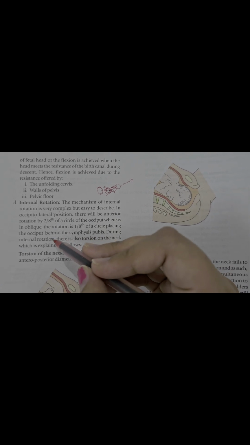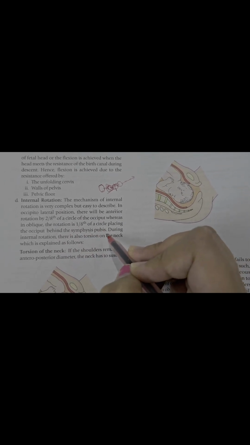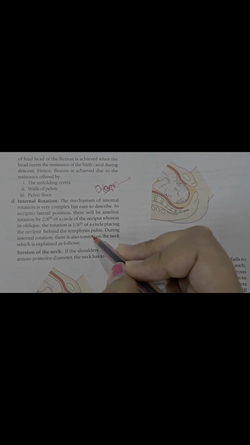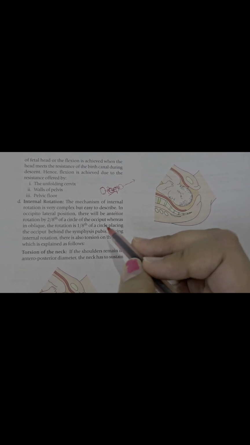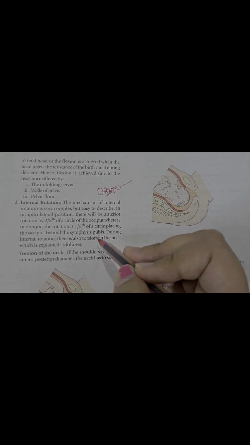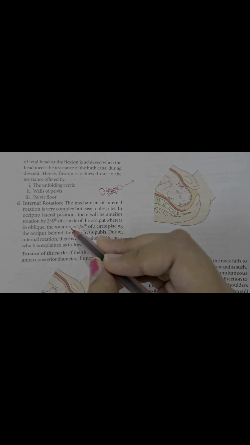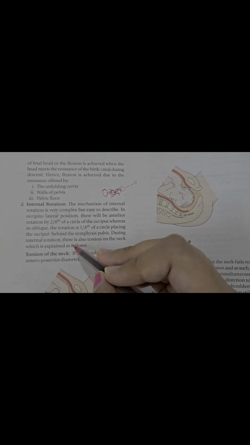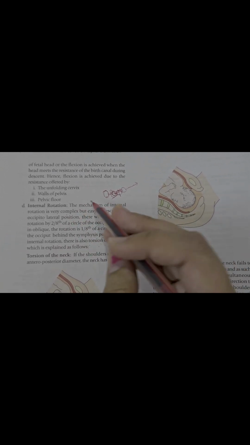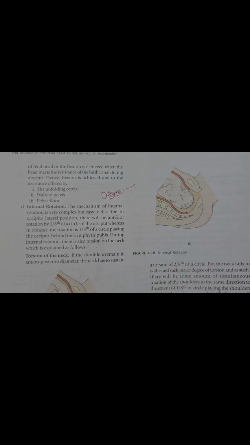the symphysis pubis. The symphysis pubis is the part where the two pubic bones are attached and make an angle. It is the anterior part of the pelvic floor. So the occiput is behind the symphysis pubis, and during internal rotation there is also torsion of the neck, which is explained as follows. First we have to summarize internal rotation, then we will move forward to torsion of the neck.